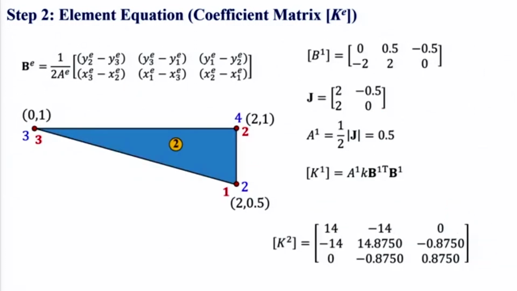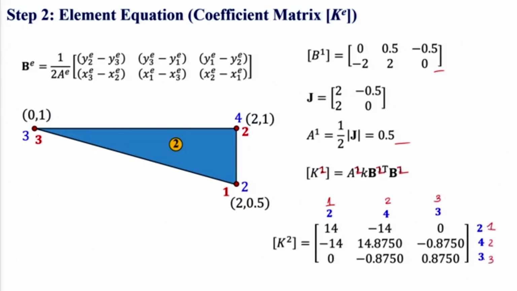Now, a similar exercise we can do for element number 2. So for element number 2, B1 will be this, with the corresponding Jacobian and the area, and finally if we substitute, we'll get K2 will be this. Now this shows the global node numbers. If we write the local node numbers, this is the element level node number. This will be 1, 2, 3, and this will be 1, 2, 3.